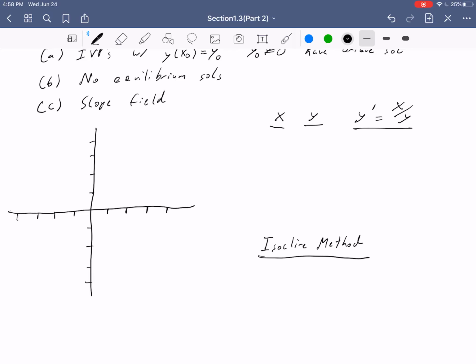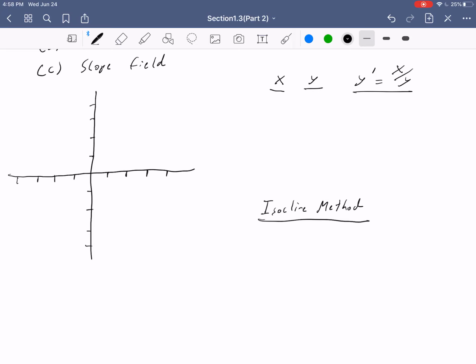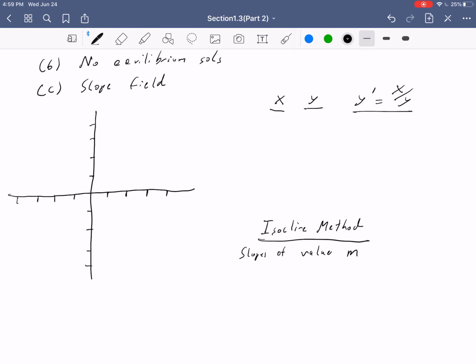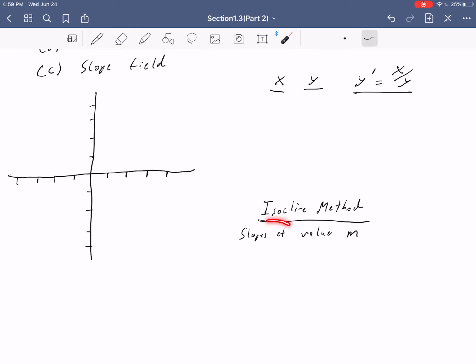Okay. So, let's suppose we're going to look for slopes of, say, value. Now, your book often uses k, but we use that for our equilibrium solutions. So let's say slopes of value m. M is often the letter we use for a slope when we're doing y equals mx plus b, so why don't we just use that here? So where is it always going to have a slope of m?